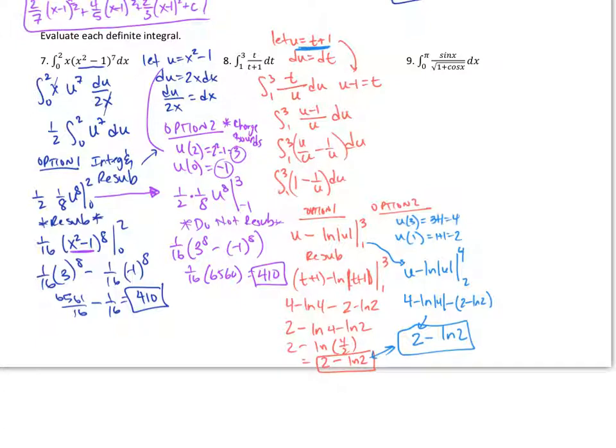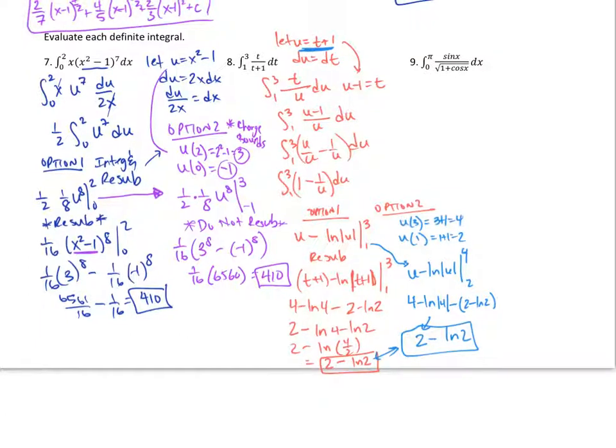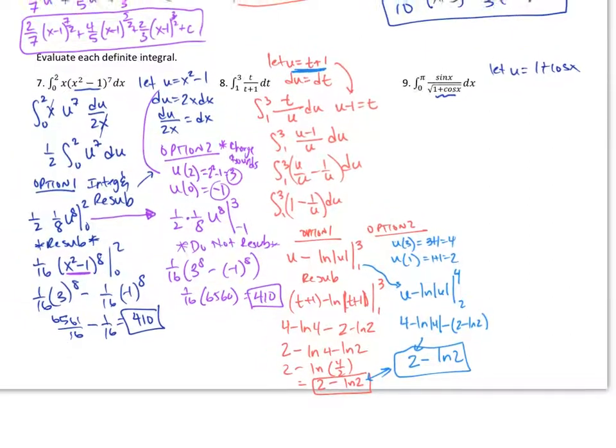All right, last problem. So let's move on to this one, and let's take a look. For this one, we've got the integral from 0 to pi of sine x over the root of 1 plus cosine x dx. So we will let u equal 1 plus cosine x, because that's the one that looks a little bit more difficult in there. So let me slide this over just a teeny bit.